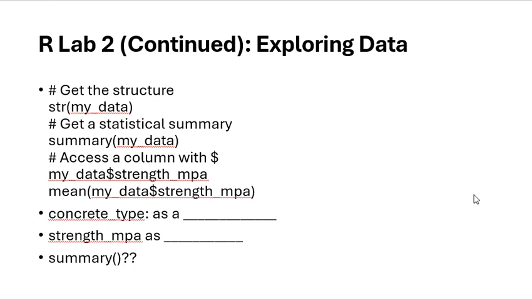And then there is a mean command as well. If you want to calculate the mean of strength only, you will do mean my data $ strength. It will only give you the mean, which is already the same as the mean here because we only have one column, which is for strength. But if we had another column, we can use this to specify which one we want.